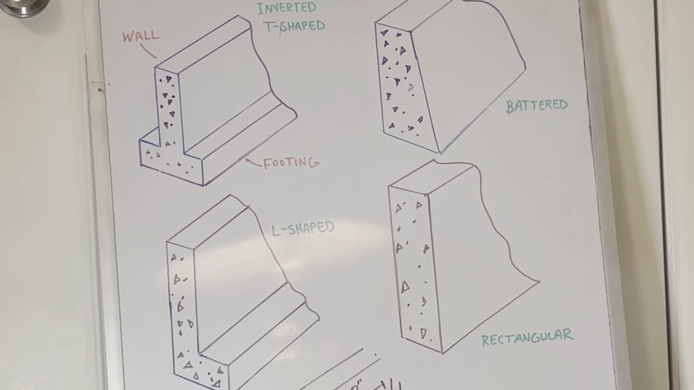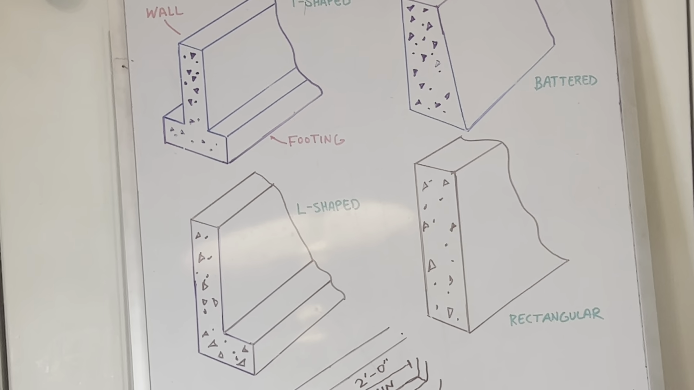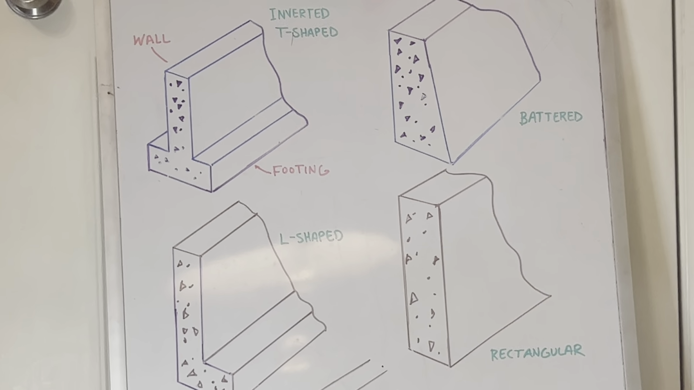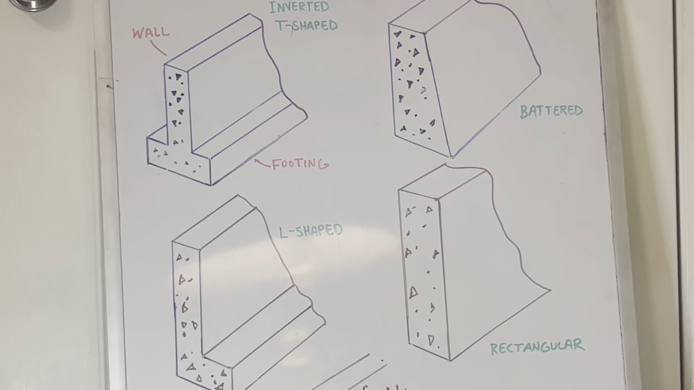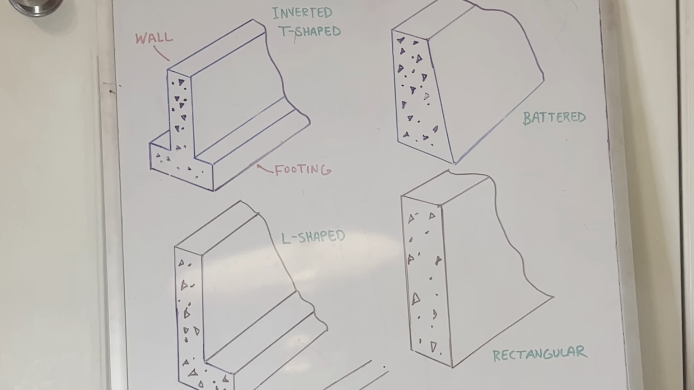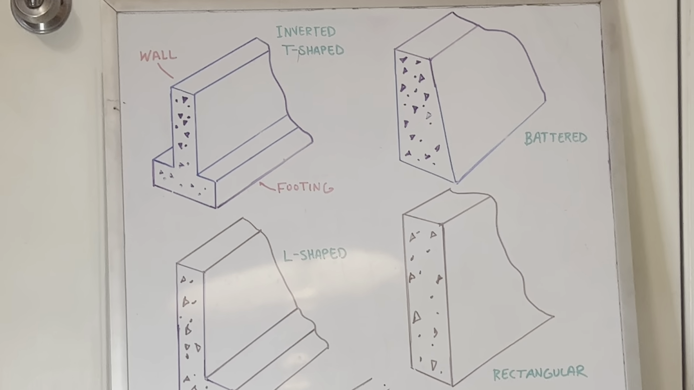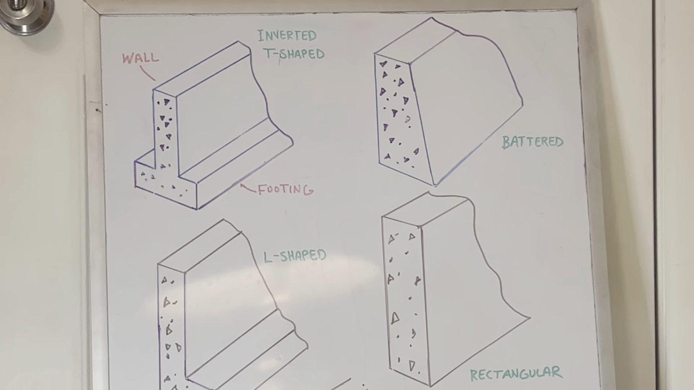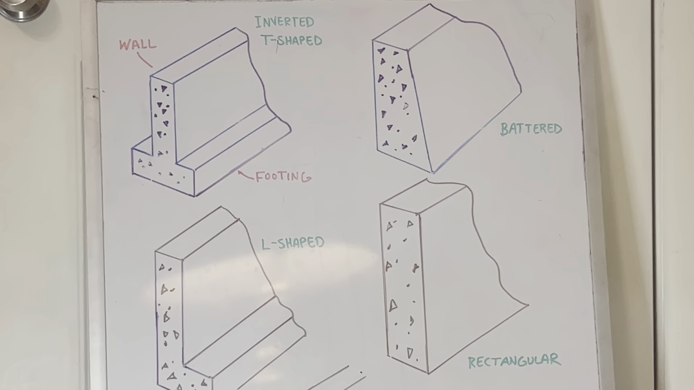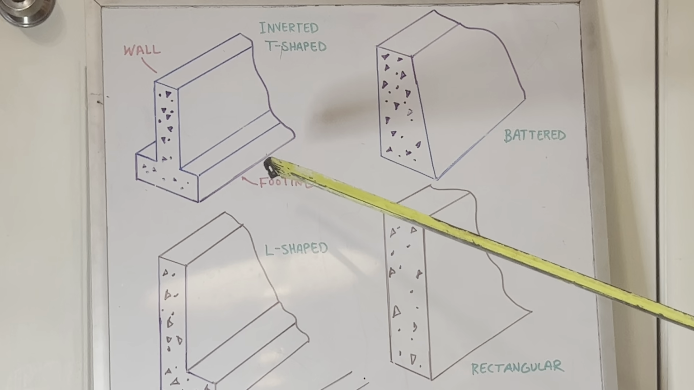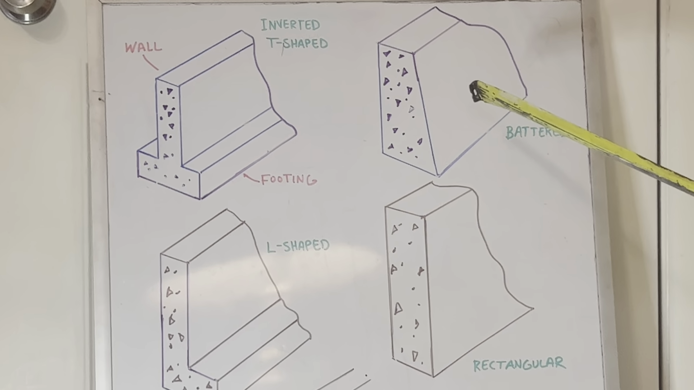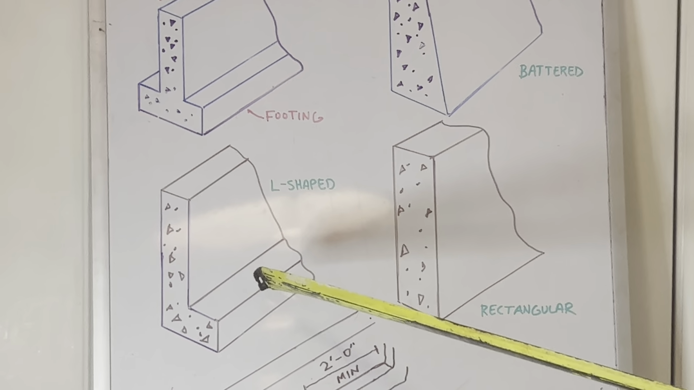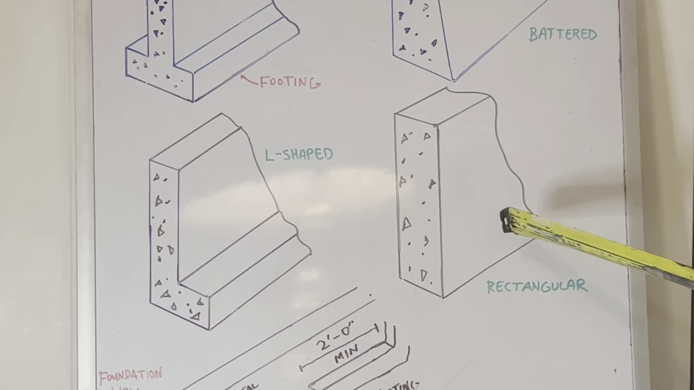Now, concrete piers are square, round, or battered structures that support posts or beams, and steel columns or wood posts are frequently used to support interior sections of a building. All right. Now, common foundation shapes are inverted T shape, that's what I showed you right here, battered, also L-shaped, and rectangular right here.